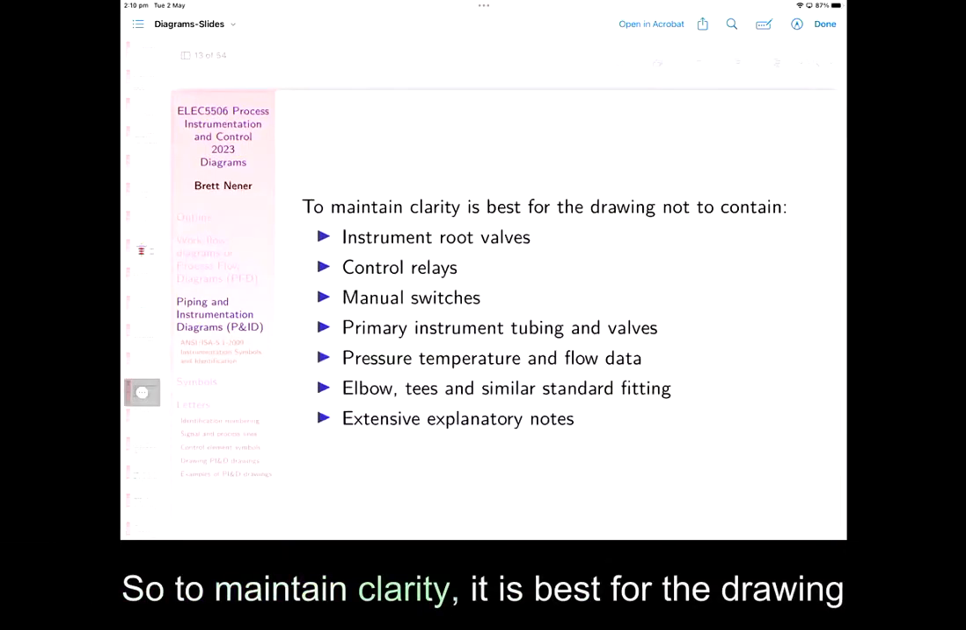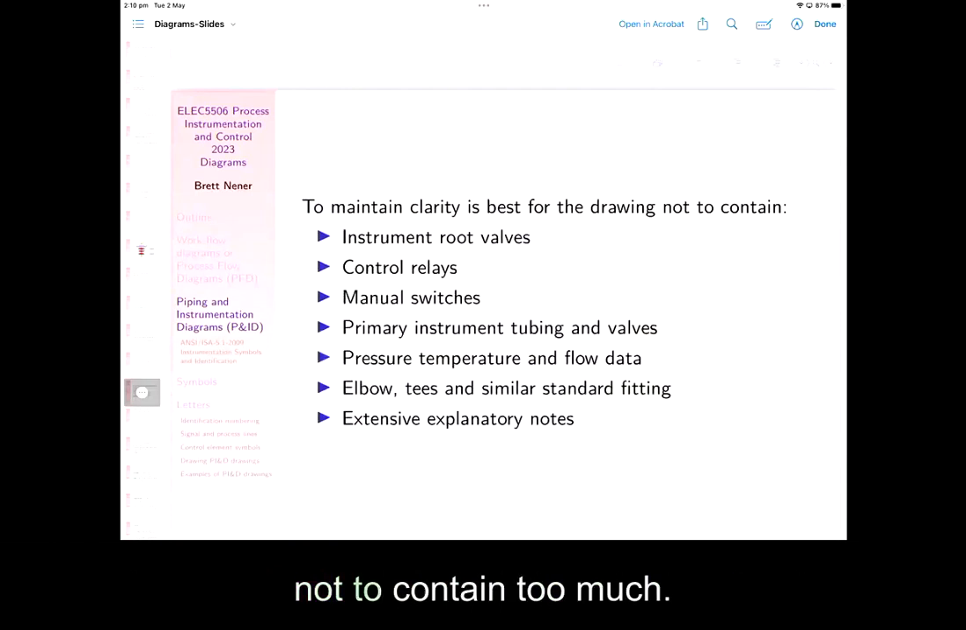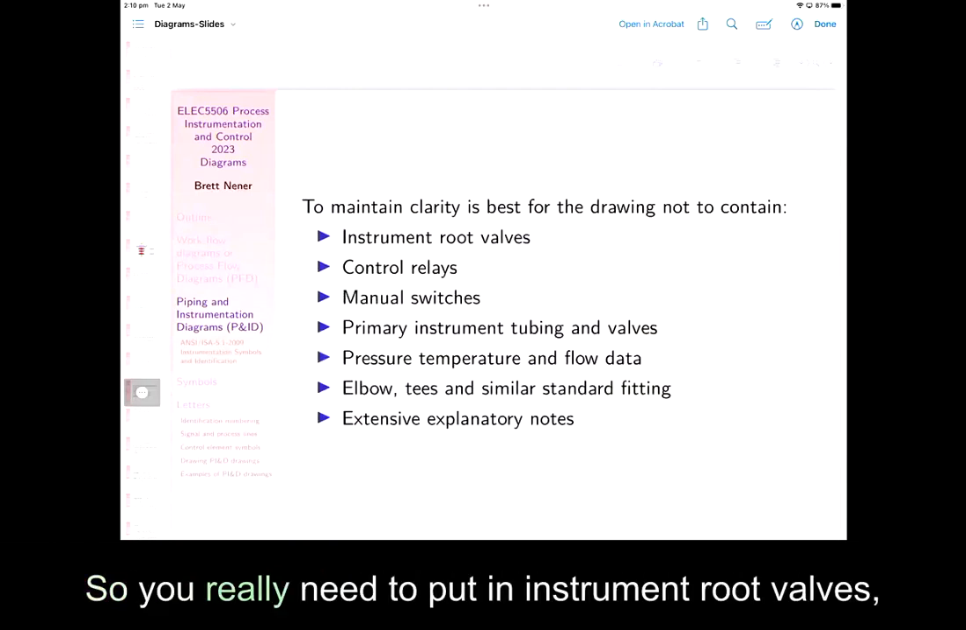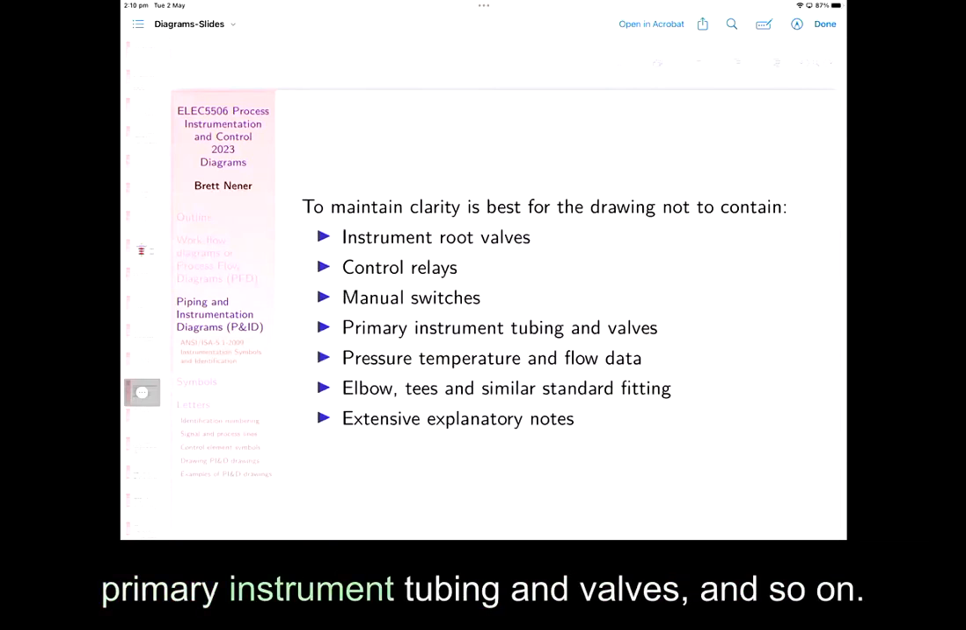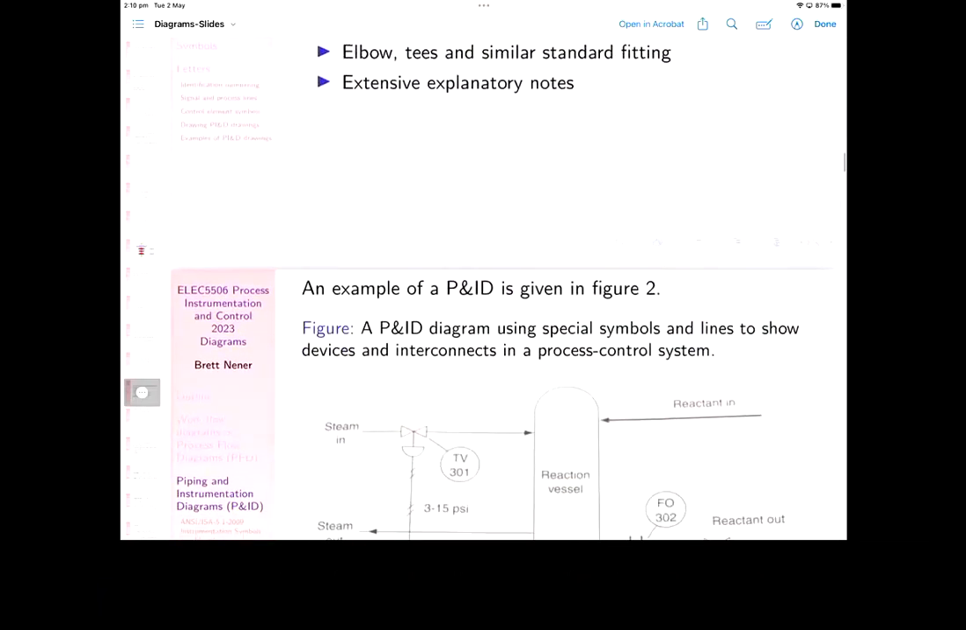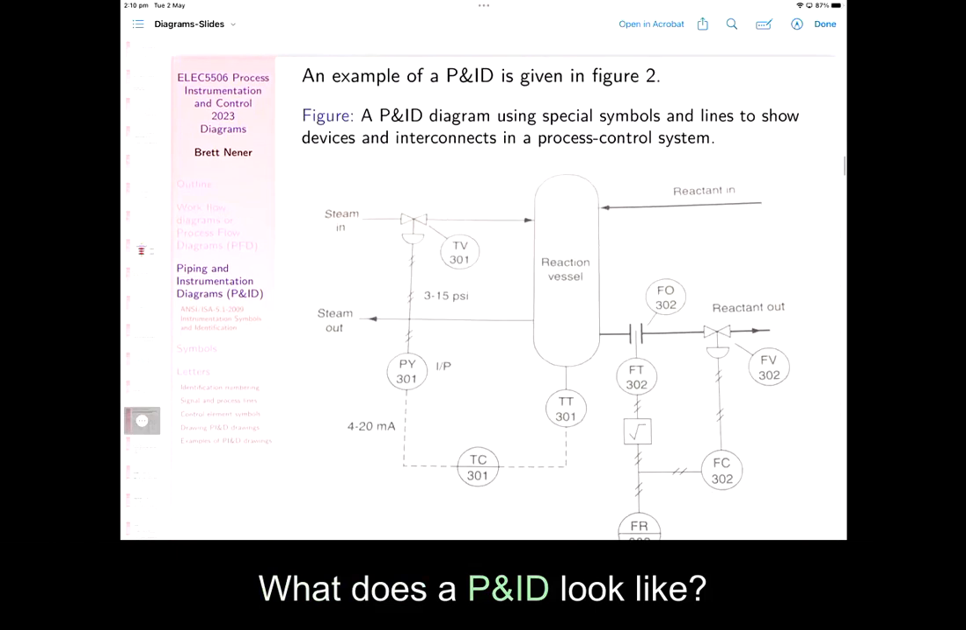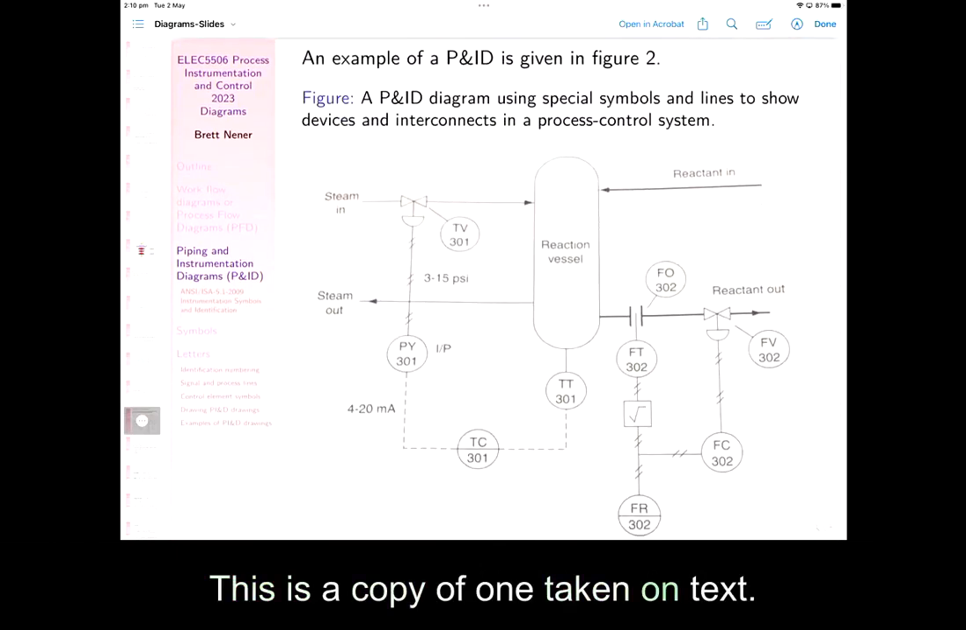To maintain clarity, it is best for the drawing not to contain too much information. You don't really need to put in instrument root valves, control relays, manual switches, primary instrument tubing and valves, and so on. So what does a P&ID look like? This is a copy of one taken from a text.